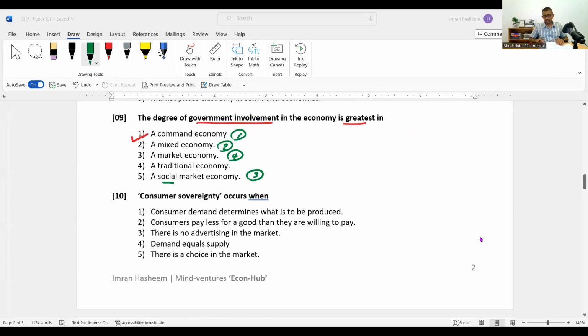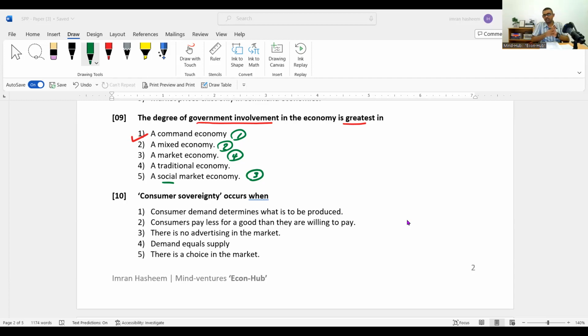Question 10. Consumer sovereignty occurs when? Where does the consumer become the dominant party? Where simply by increasing or decreasing their demand for a good or service, they can decide which firms continue to exist in the market, and where they can give a very clear idea to the firms on what goods need to be produced and what would be a preferable price for those goods. Consumer sovereignty, consumer dominance in the market.